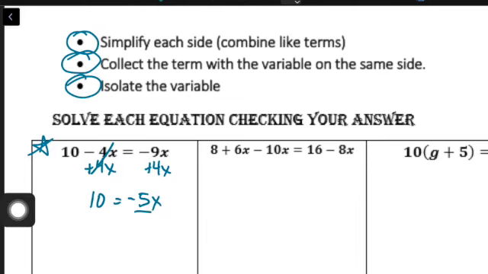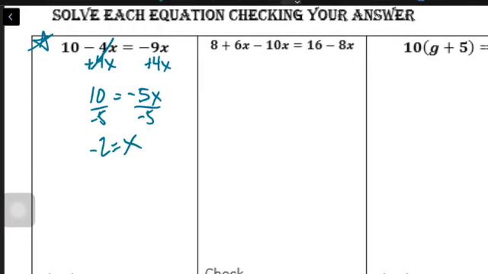And then, of course, just divide both sides by negative 5. We get negative 2 equals x. And it's totally fine, guys. I know a lot of times you want to write the x on the right-hand side.